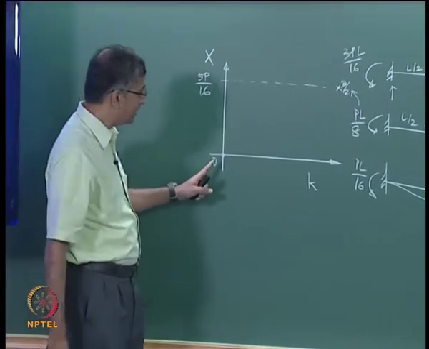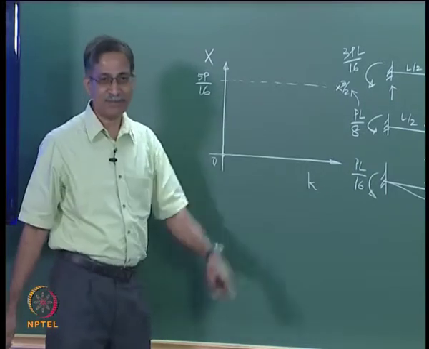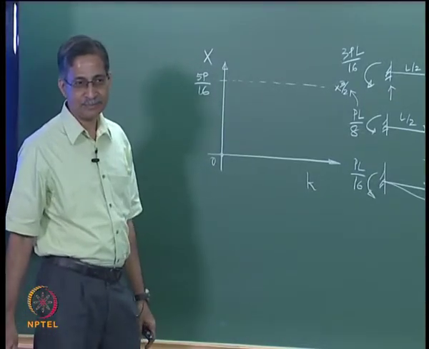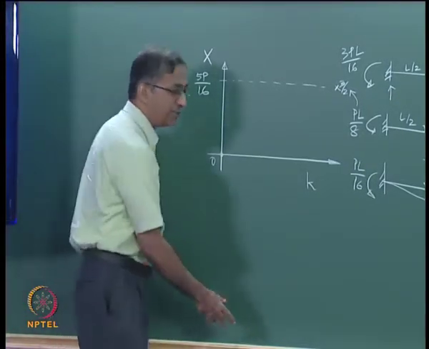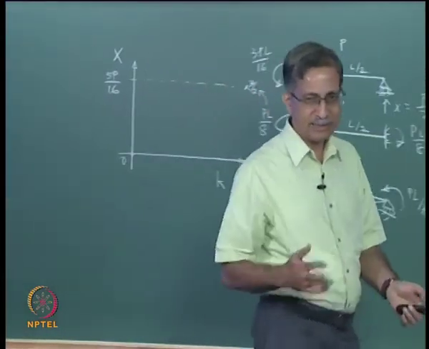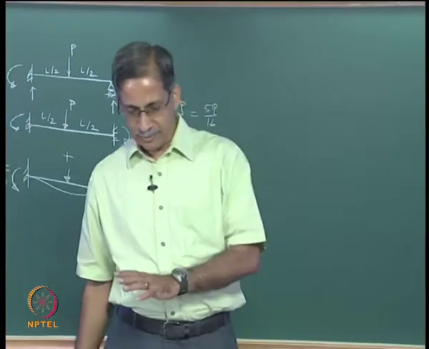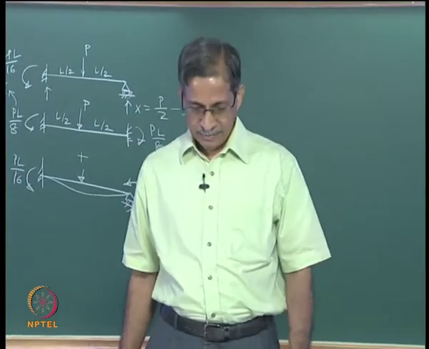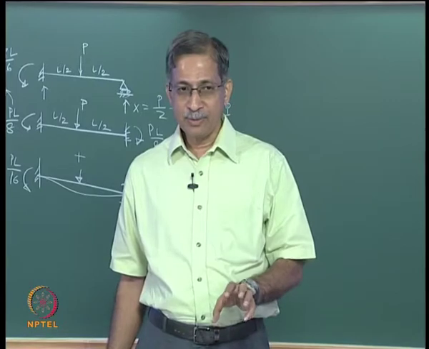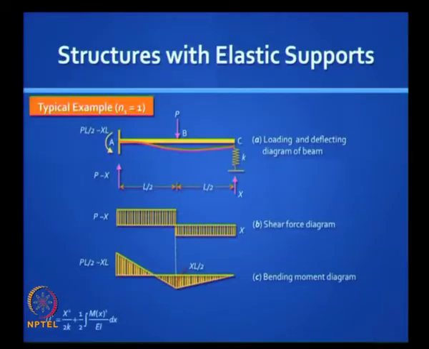How do you think this moves from 0 to 5P by 16? Some non-linear way. Can you generate an equation? So let us look at that. It's interesting to do these kind of problems. You can use the energy method. Remember, there are two energies here, one from the beam and one from the spring, just like we did the arch with a spring problem, and invoke the theorem of least work.